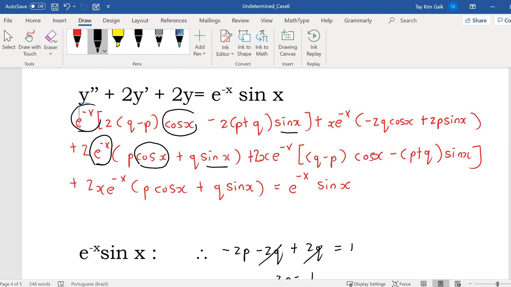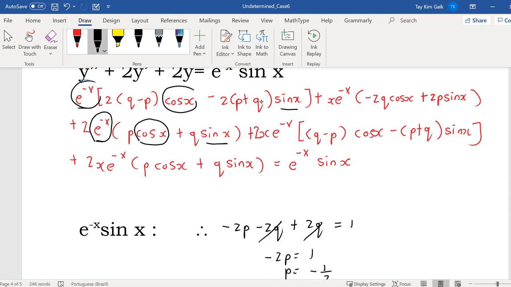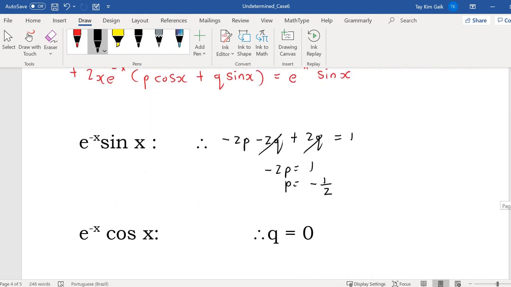So it's 2q minus 2p plus 2p, so only 2q. If you see these two terms, 2q minus 2p plus 2p, it's only 2q. You got actually 2q. On the right side we don't have this term, so it's equal to 0. That's why q equals 0.